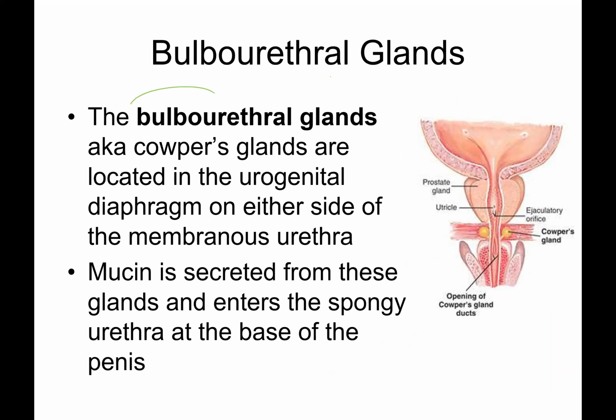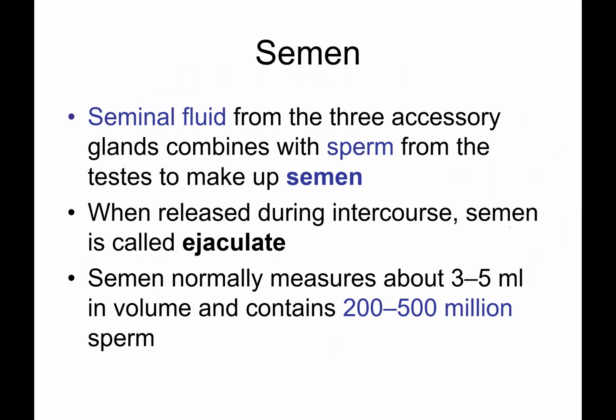Okay, the bulbar urethral glands is what releases the mucin, also known as Cowper's glands. Okay, you have the semen, which comes from different glands in the body. Once it is released, it's called ejaculate. And then semen can hold anywhere from 200 to 500 million different sperm. This is why in the fertility things they do a sperm count to look for count and motility.